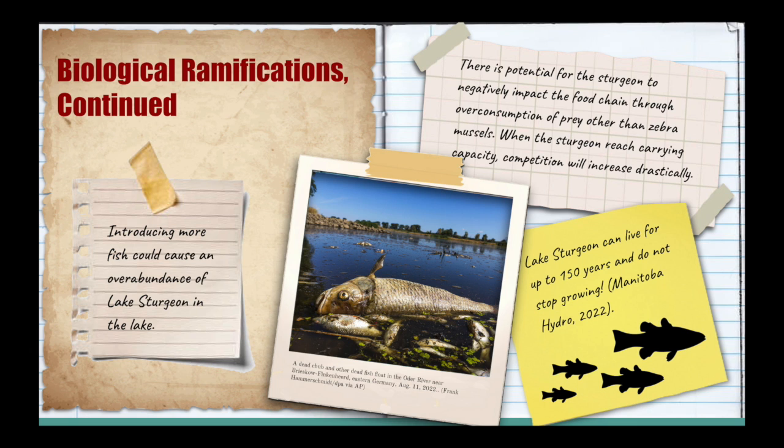While the biological ramifications of an increase in lake sturgeon population in Lake Erie are few, there are a few worth mentioning. It could cause an overabundance of lake sturgeon in the lake, and while they are native to the lake, this rapid increase could be dangerous to the current balance of the ecosystem. Additionally, they can live for up to 150 years and do not stop growing, which means there is potential to reach a point where the sturgeon negatively impact the food chain by overconsumption of prey other than zebra mussels, which could result in reaching the carrying capacity and significantly lowering populations of other animals in the lake.